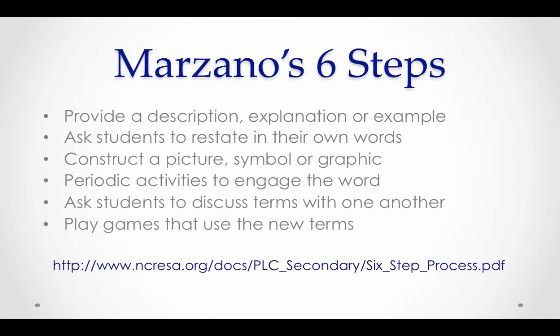So just the broad overview, Marzano's steps include providing a description, an example. That would be what you would do. It might be providing an opportunity for them to actually have the experience of these terms, like they get to see what opaque is and see what reflection is. And then we're going to ask the students to state or restate in their own words, what did they see? What's the definition of that word? What do they think that word means? Ask them to either draw a picture of it, or maybe they're going to draw a symbol or a graphic, or maybe they're going to do a search on the internet for something that represents that term or that word for them.